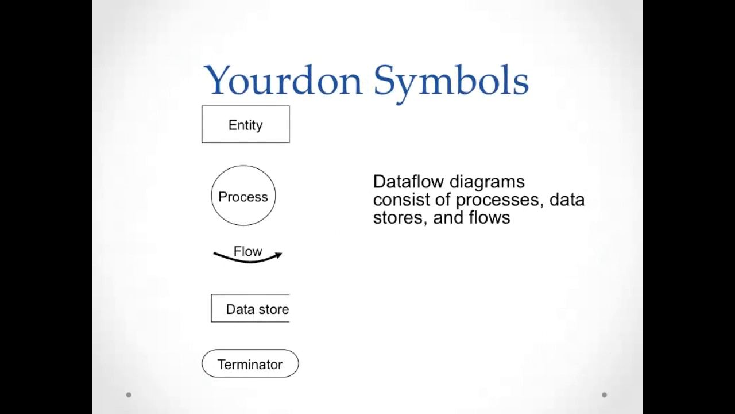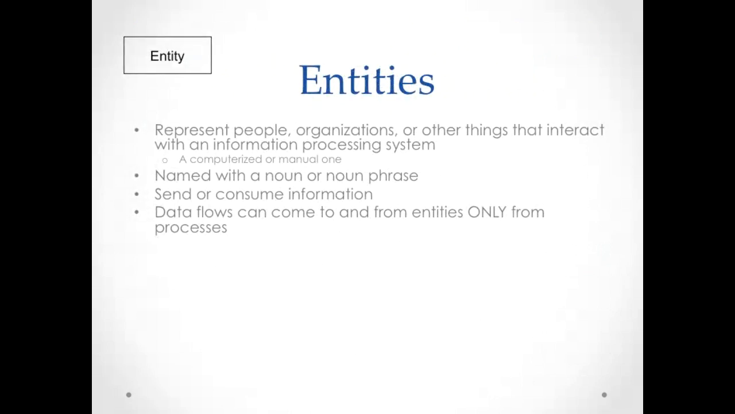So we talked about the symbols for the Jordan diagrams, and the next slides are just details about them. The entity box has to be named with a noun. Entities can send or consume information, and data can come to and from an entity only from a process. In other words, if data are coming out of a database, those data are processed in some way, even if it is just an extraction or a simple select statement. That is a process that gets the data to the entity.